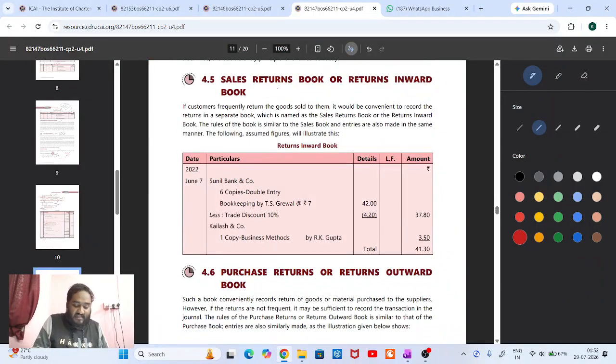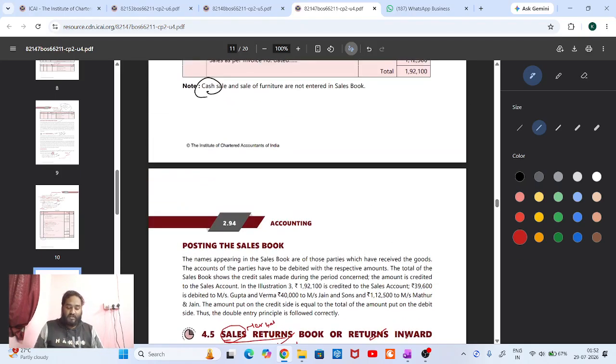And then there is sales return book, purchase return book. What is the sales account? Sales is a credit balance. Sales return is debit balance, right? Again, I will explain to you, even if you are bored, because it is the most important thing. Profit and loss, and then balance sheet.